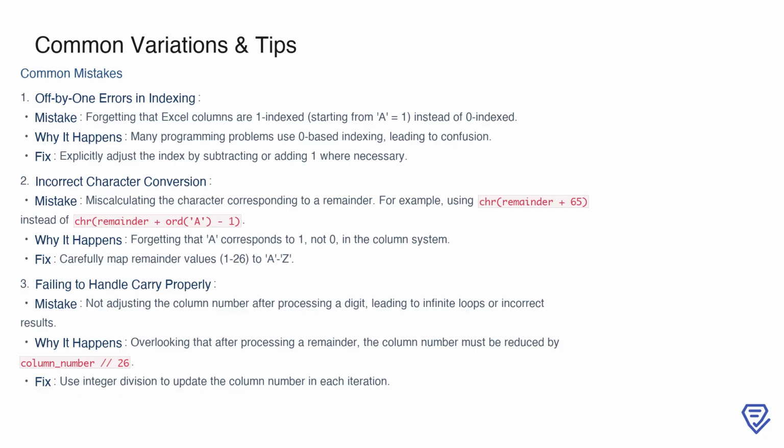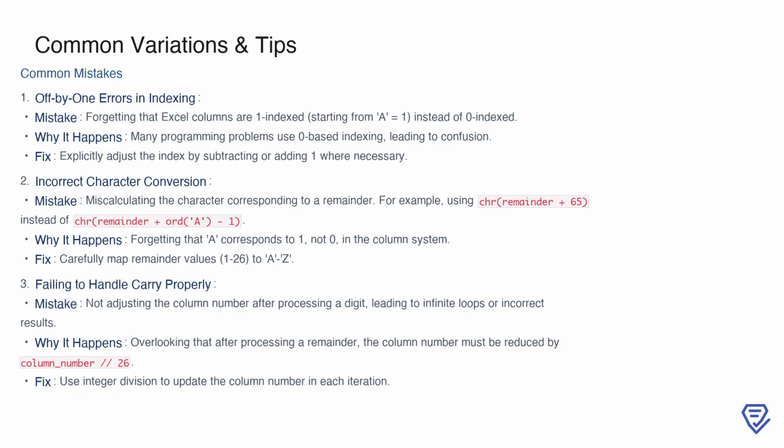This can be tricky because many programming problems use zero-based indexing, so you need to explicitly adjust your calculations by adding or subtracting 1 where necessary. Another mistake involves incorrect character conversion. For example, a common error is using CHR, remainder plus 65, instead of CHR, remainder plus ORD, 1. This happens because people forget that the letters A through Z map to numbers 1 through 26 in Excel's column system. Always ensure you're correctly mapping remainder values, so 1 corresponds to A, 2 to B, and so on.